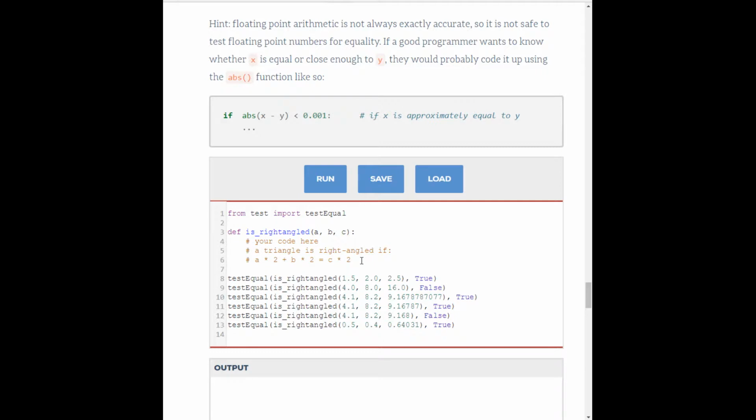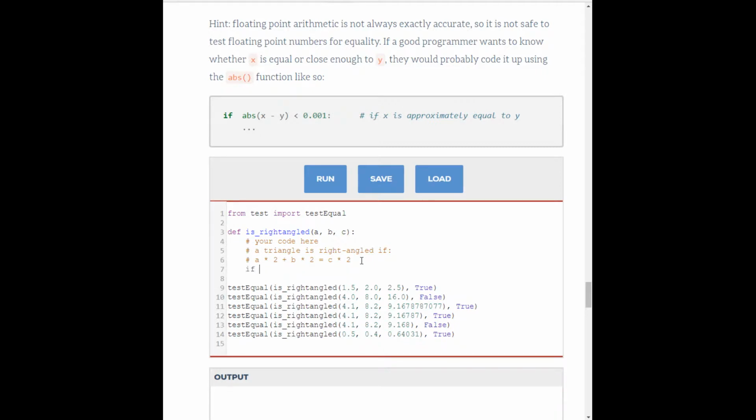So, okay, what do we need to check? We need to check if a squared, so, oops, sorry, that's a times 2. I don't know why I had that written this way up here. This is what I actually meant. We have to make sure we're exponenting. So a squared, which is a times a, plus b squared, b times b, equals c squared. Nope. C squared. There we go.